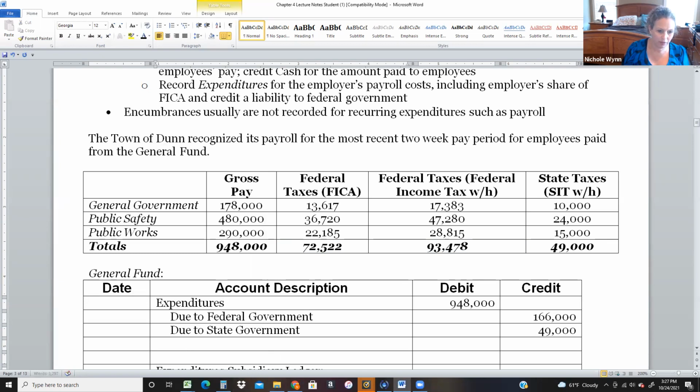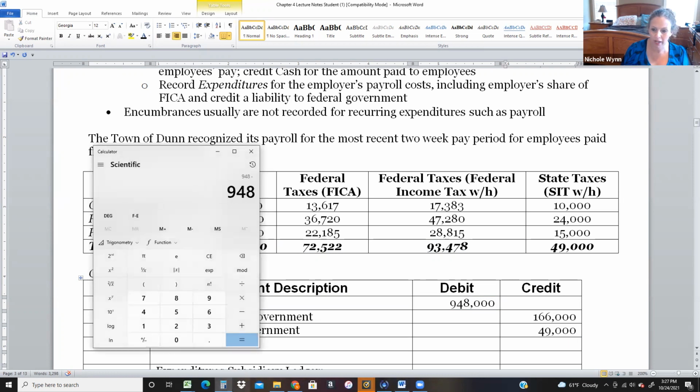Okay. And then we'll have to pay out cash of whatever the net pay is. So this is the gross pay. This is the net pay, just like in financial accounting. Gross pay would go in wage expense. Net pay would go to cash. But that dollar amount then is 948 minus 166 minus 49, 733.